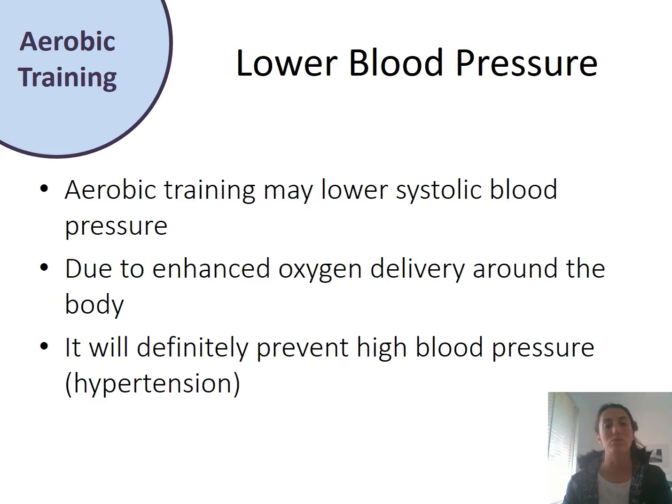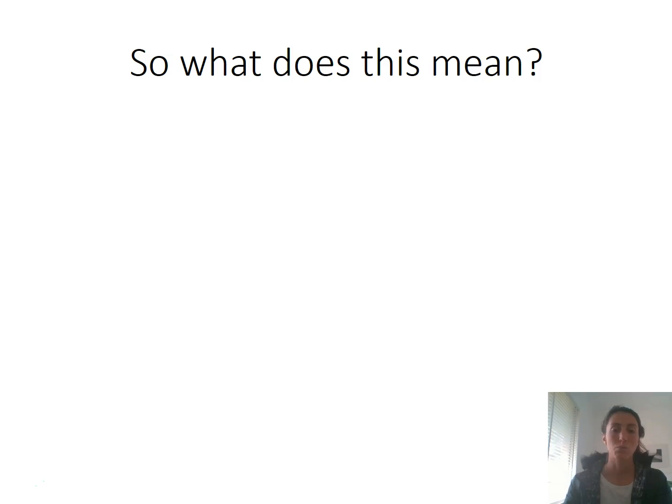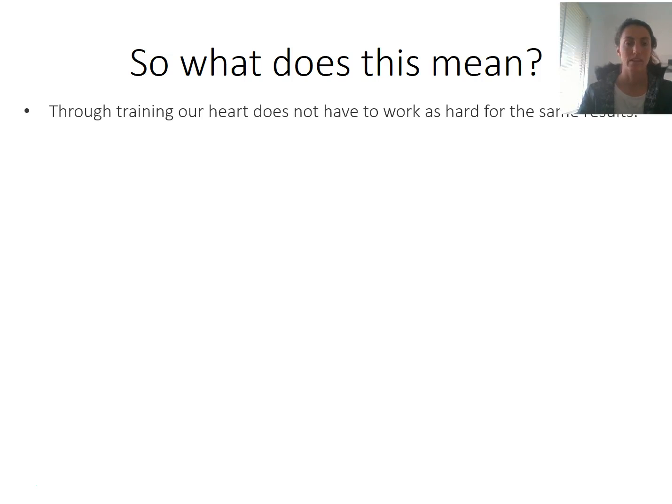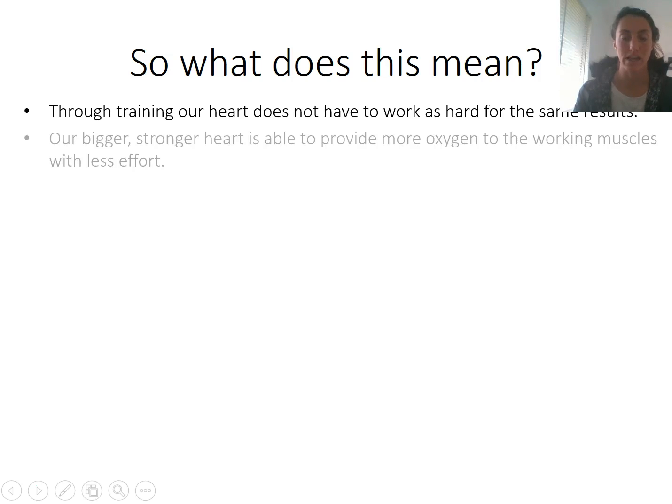This might also impact blood pressure. We can see a lower blood pressure in trained athletes, particularly their systolic blood pressure value, which is the blood pressure as the heart contracts and squeezes the blood out. This is because we've got enhanced oxygen delivery and better efficiency of the heart. Basically, with chronic adaptations, we're definitely not going to really see high blood pressure. So what does all this mean? Through training, our heart does not have to work as hard for the same results.